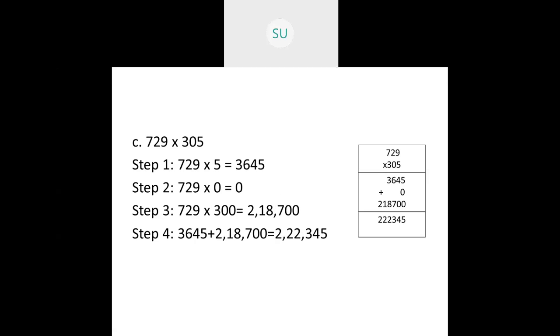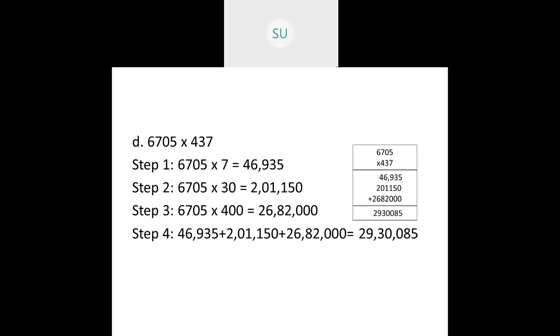Then 729 into 300, in hundreds place we have 3, so we'll multiply it with 300. So when you multiply the two numbers, you'll get 218,700. Then when you add the three numbers, 3645 plus 0 plus 218,700, you'll get 222,345. So this is your answer for question C. Now moving on to question number D.